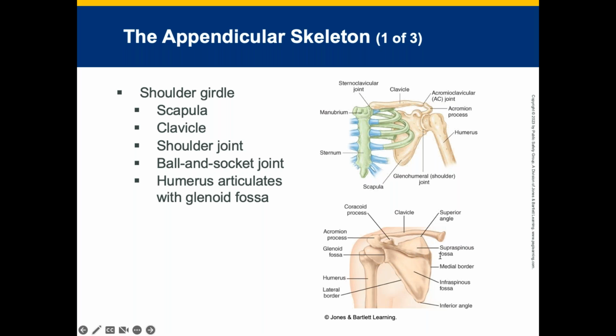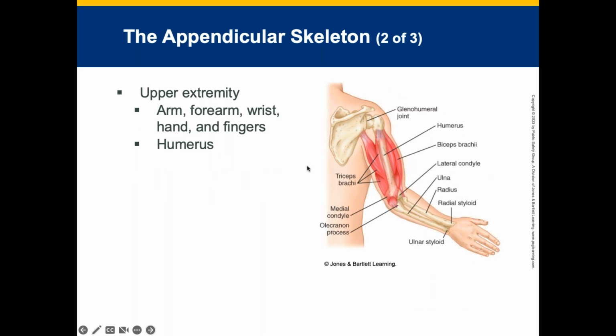A bursa is a pad-like sac situated between the tendon and a bone that cushions and protects the joints. The upper extremity consists of the arms, the forearm, wrist, hands, and fingers, and the humerus is the bone of the upper arm. Right? Humerus comes into the elbow. We have the radius and ulna underneath, the medial condyle, olecranon process, as you can see looking down through. Looking at the biceps, triceps, ulnar radius, radial styloid is located down here. Ulnar styloid is located over here.